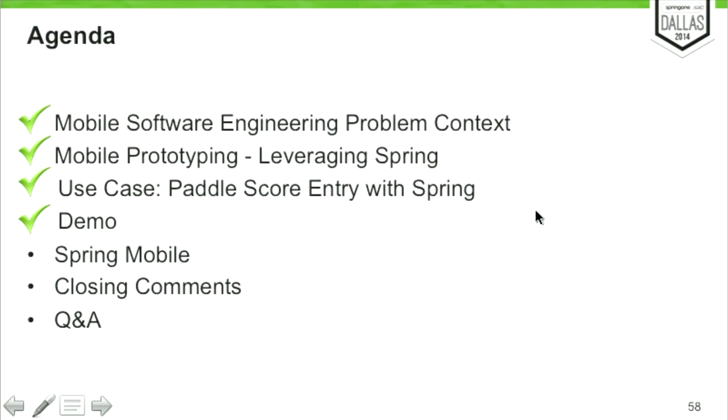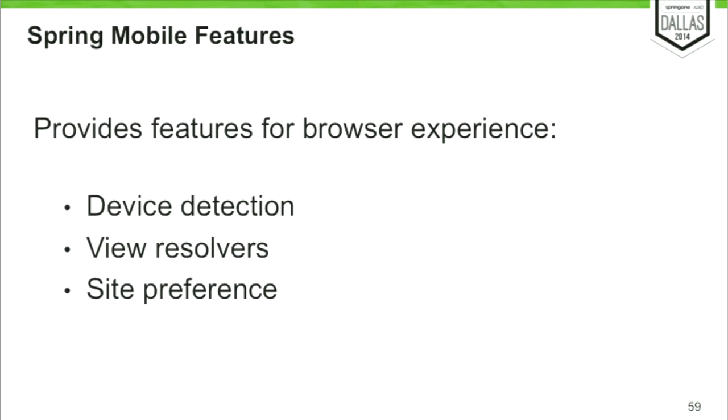Okay, so we were able to use Spring, Android, Spring Boot, and the Spring framework to help us with that mobile demo. But out there is another Spring project called Spring Mobile, and we want to look at that as well. So what does Spring Mobile give us? Well, actually, it gives us device detection, view resolvers, and site preference.